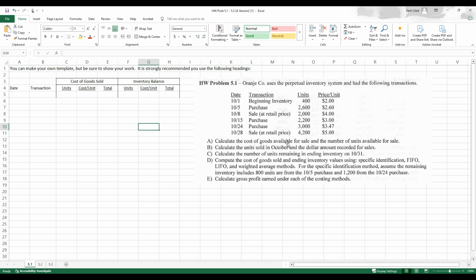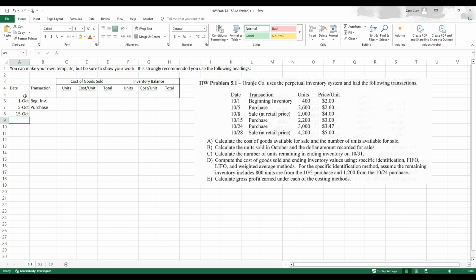So step 1 says calculate the cost of goods available for sale and number of units available for sale. And so here we can just carry information over, if you will. So on 10.1, and let's just start it here. On 10.1, there was 400, and this we'll put in beginning inventory. Let's just write these in too while we're doing this. So 10.5, there was a purchase. I spelled that wrong. Purchase on 10.5.